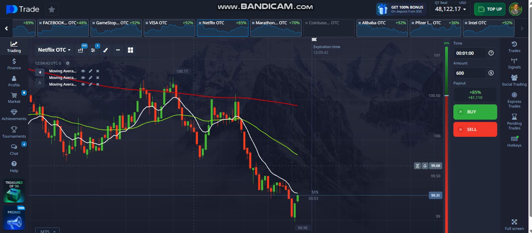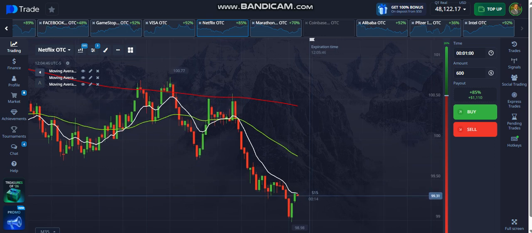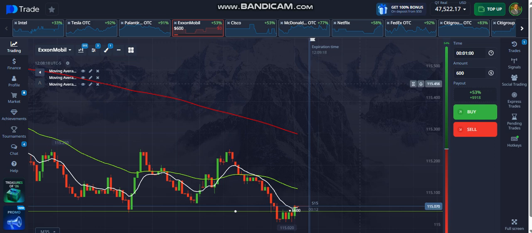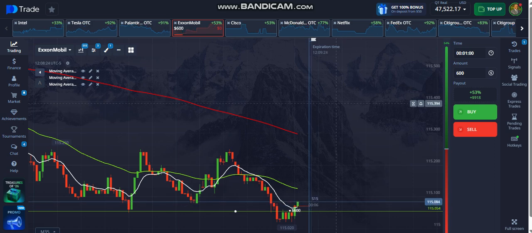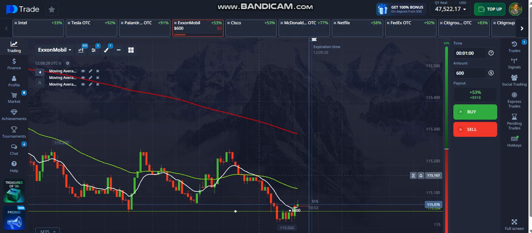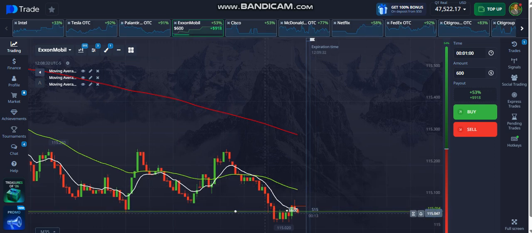All right, so let me pause the video and look for another trade. Okay, so I'm on Exxon Mobil, and I just took a sell trade, a put trade. And the reason why I took the trade is, first of all, we see the 10 and the 50 EMA crossing over. In addition to that, the 200 SMA, the red line here, is showing a strong bearish trend in the stock.